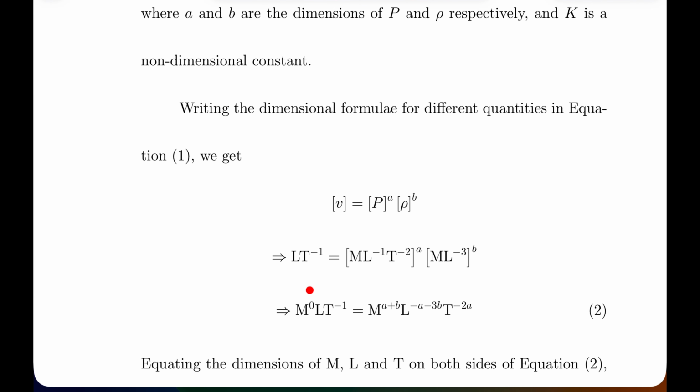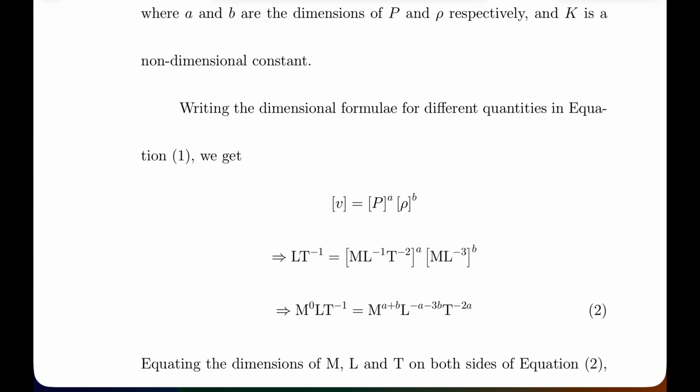So M to the power 0 L T to the power minus 1 is equal to M to the power a plus b. M to the power a is here, M to the power b is here. So this is M to the power a plus b, L to the power minus a here, and minus 3b here. So this is minus a minus 3b. Here we have T to the power minus 2a. On the left side we have T to the power minus 1.